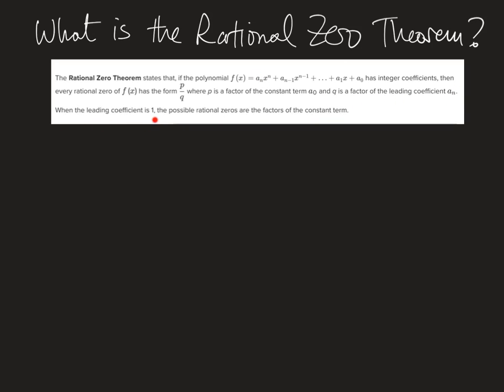When the leading coefficient is 1, the possible rational zeros are the factors of the constant term. It's just much better understood when you see an example.